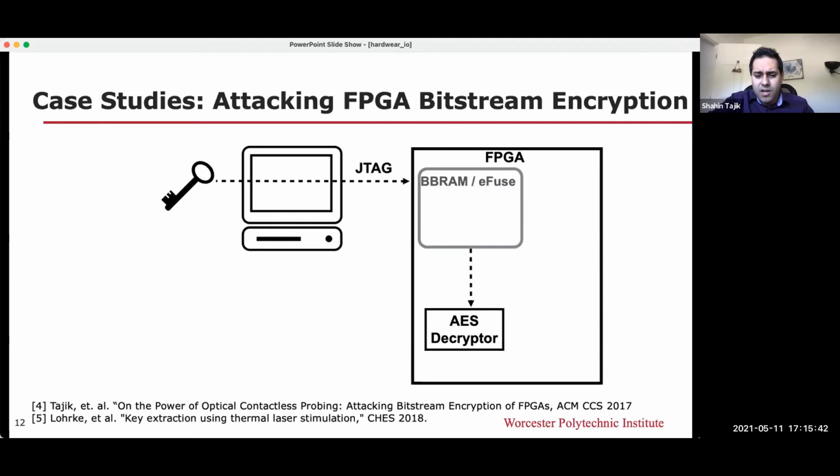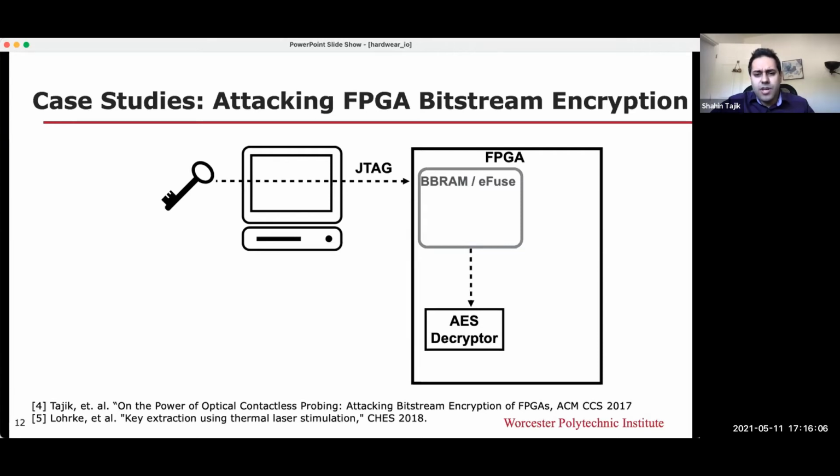So in this talk, I'm going to give you some real-world examples to debunk these misbeliefs or these myths. And for that, I'm going to present first two case studies about what we have done to attack the FPGA bitstream encryption. For those who are not familiar with FPGA bitstream encryption schemes, I introduce it very briefly.